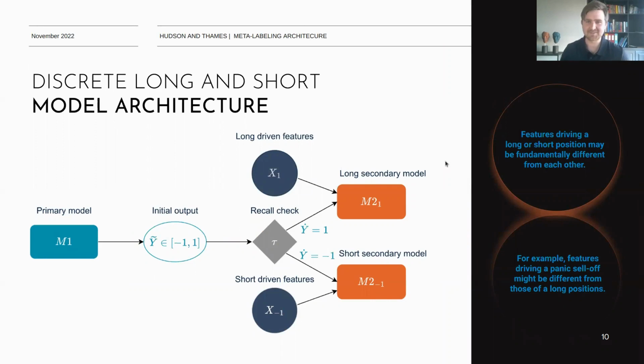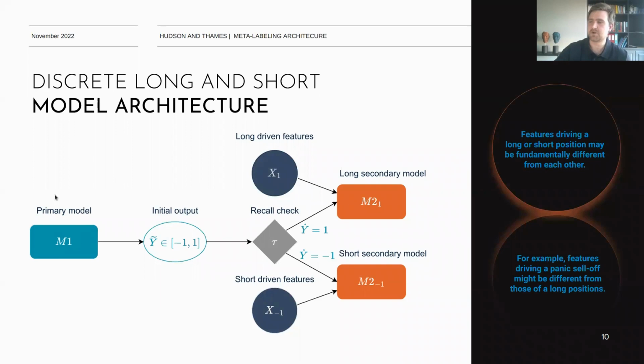So now we get to the interesting part. These are the architectures that we proposed. The first one we're going to look at is the discrete long and short architecture. The idea was that if features driving a short position or a long position are fundamentally different, then you should fit models specific to those labels. So this one's developed from a strategy-driven approach, since it's specific to the strategy, or the shorting and going long. It's just a way of thinking about it.